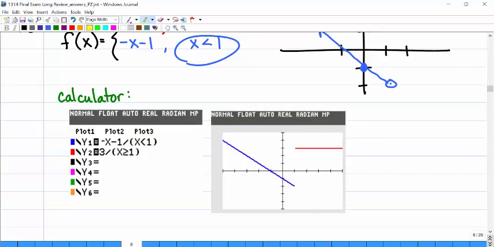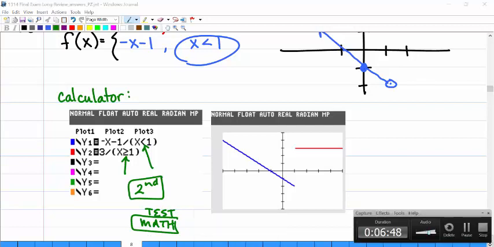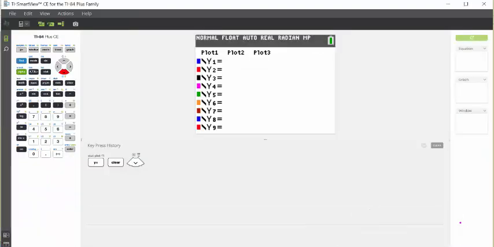Some of you may be asking, how do you get these symbols? You get those symbols by pushing second math, which is actually second test, above the math key. And that's where you'll find it. I'll go ahead and show you how to enter it.